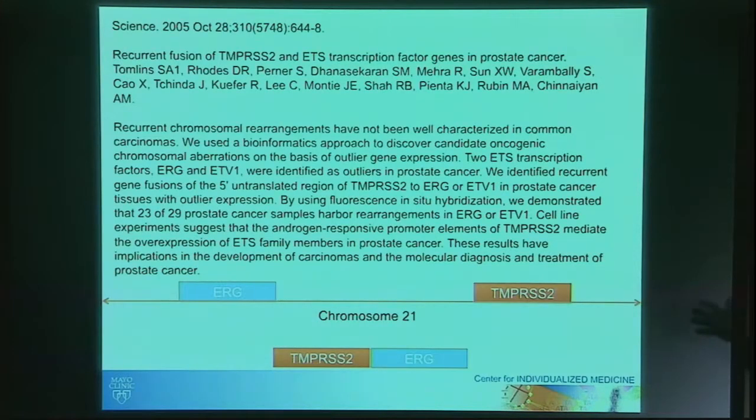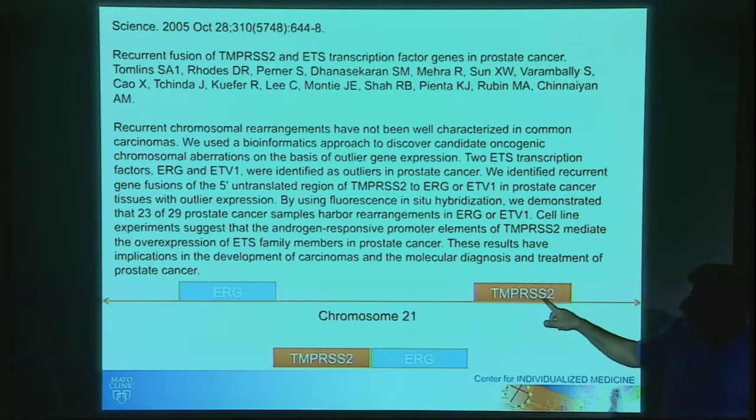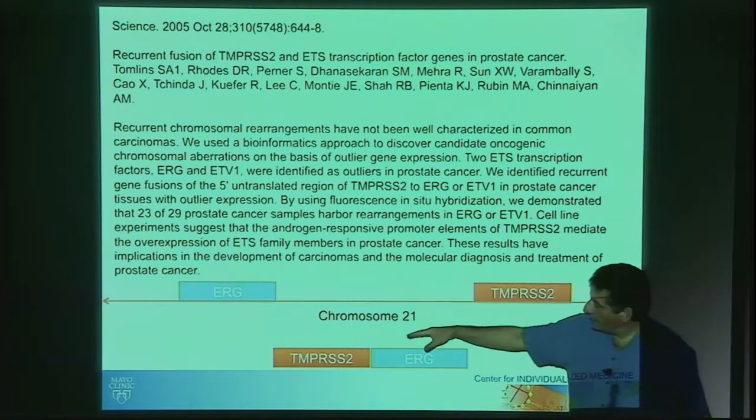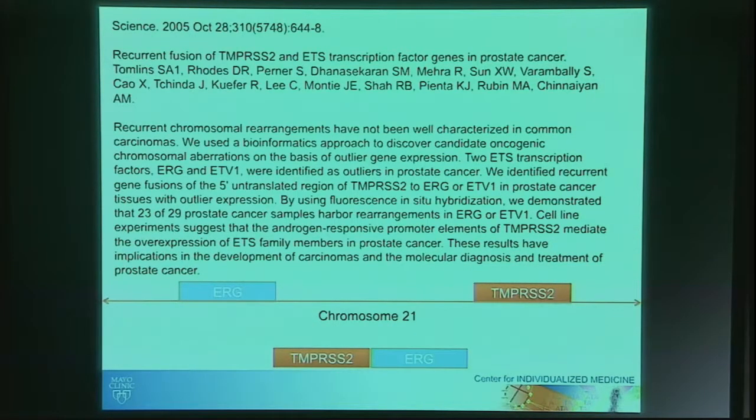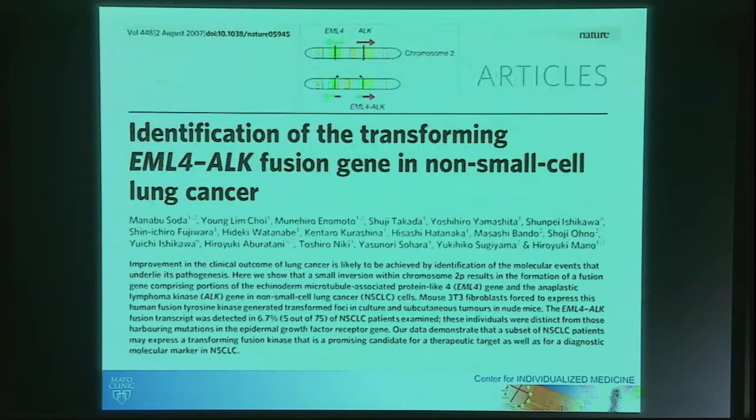All this started actually from a paper that was published 10, 11 years ago by a group from Michigan, showing that this particular ERG gene is coming with a rearrangement between TMPRSS2 and ERG. So you have chromosome 21, you have a deletion, and those two come together. The promoter of this comes with ERG, and you make a fusion so that gene overexpresses, and that is happening in 60 or 70% of the prostate cancers. Very important for understanding the biology of prostate cancer, but unfortunately it's not targeted.